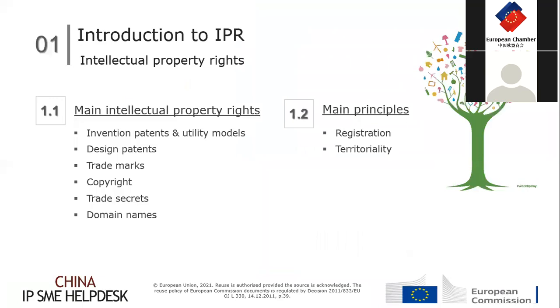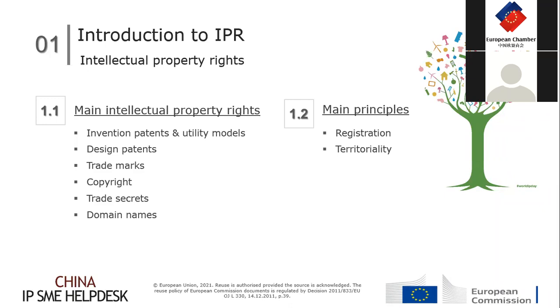But let's begin with intellectual property rights in general. What are we talking about when we talk about IP? We talk about different types of monopolies. Basically, an intellectual property right is a monopoly over a technology, a piece of art, or a symbol that allows a company to prevent third parties from using that technology or trademark.